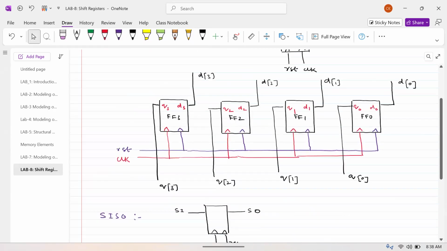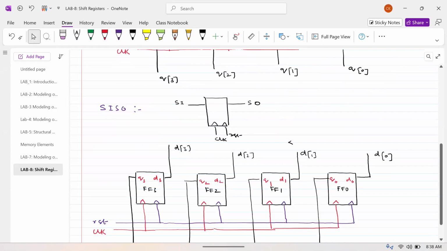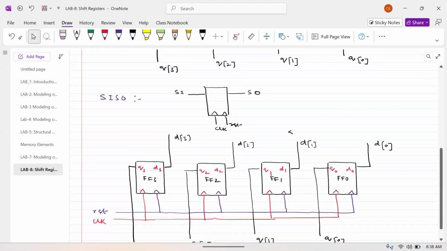By the way, how many clock pulses are required here to load the data? A single clock pulse is enough. The moment you apply the clock signal, all the data will be loaded into the flip-flops. One clock is required. But here, how many clocks are required? It needs 4 clock pulses. How do we know? Let us look at this. It's a 4-bit serial in, serial out.